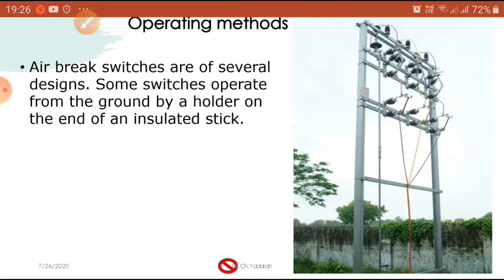These are some salient points of AB switches. An AB switch is a mechanical device. It can be operated under load condition, but it can be used in low voltage only, up to 33 kV. Here we are not using any media to quench the arc. Whenever this switch is operated, there is a possibility of an arc between the male and female contacts, which is nullified by natural atmospheric air.